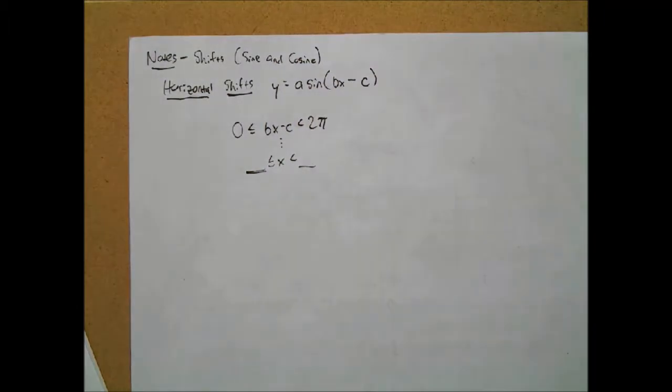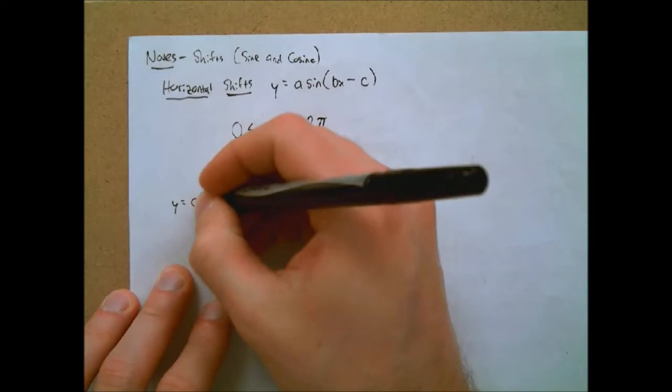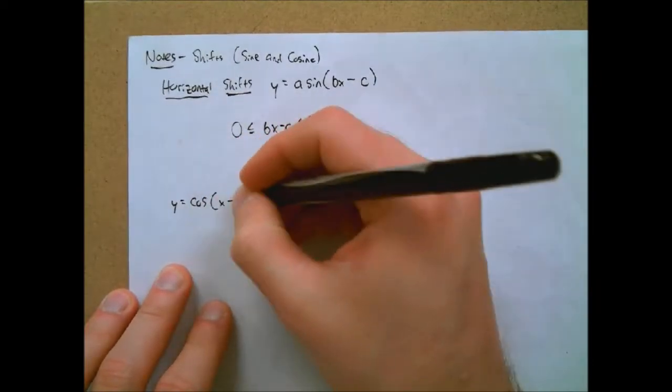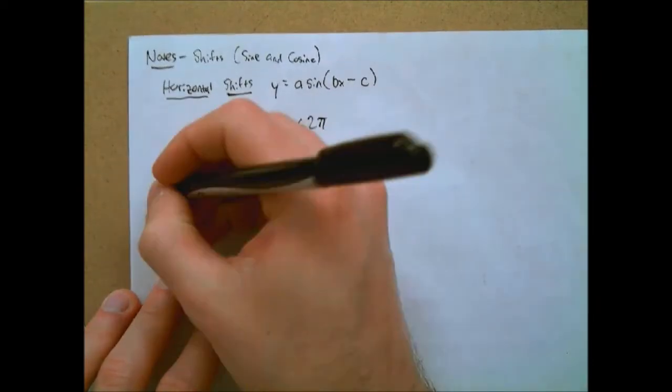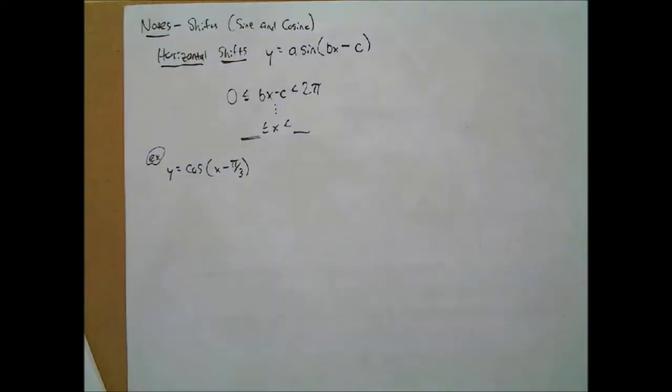All right, so let's see this happen here. Let's do y equals the cosine of x minus pi over 3. So we'll do an example here. y equals cosine of the quantity x minus pi over 3. So using what Ro said, is this going to be a horizontal shift? Yes. How much and which direction? Right by pi over 3. Exactly. We're going to shift everything right pi over 3 radians.